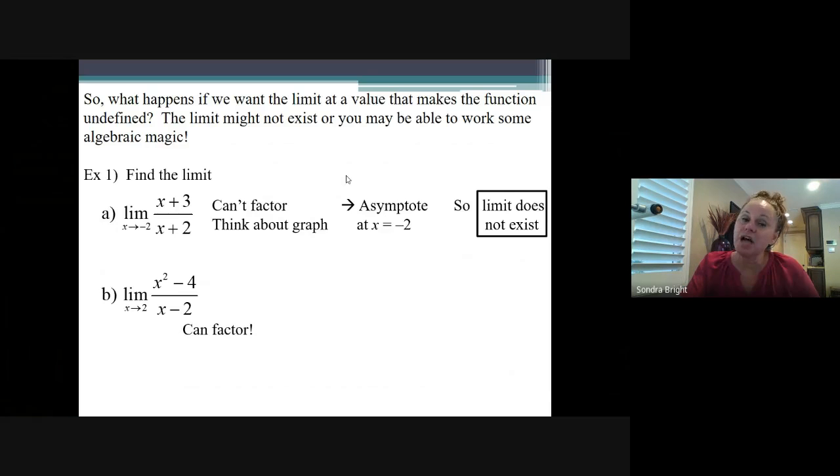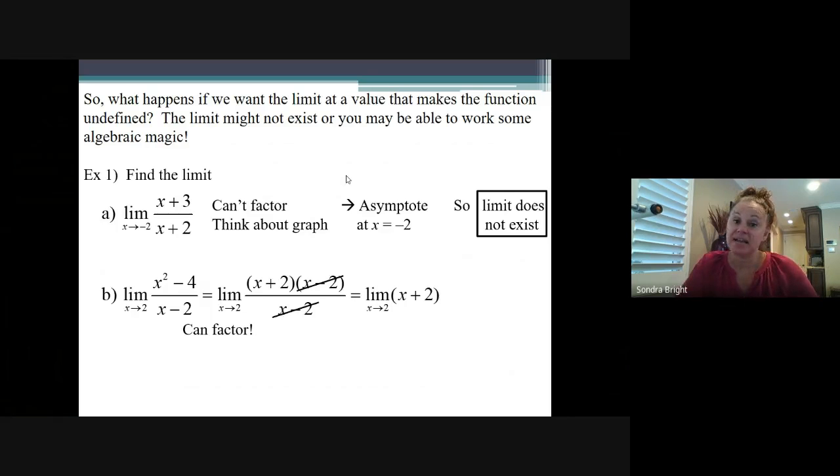We can factor the top. x squared minus 4 is the difference of two squares, and so it factors as x plus 2 times x minus 2. So I factored the top, the bottom I just left. Do you see that the x minus 2's cancel? And then you're left with the limit as x approaches 2 of just x plus 2. And when you plug a 2 in, you're going to get 4.